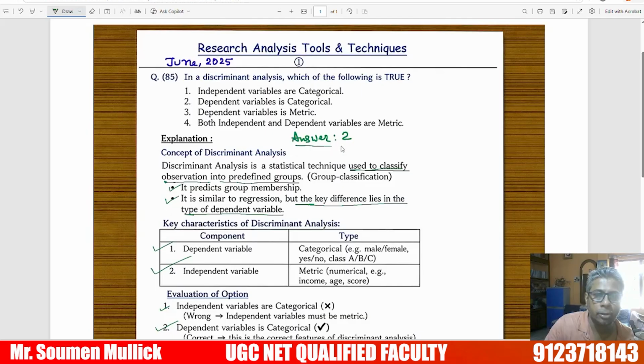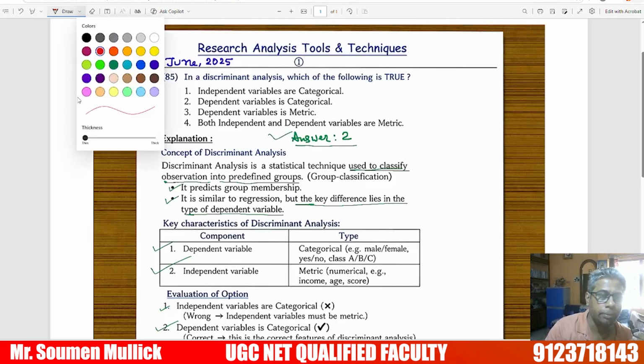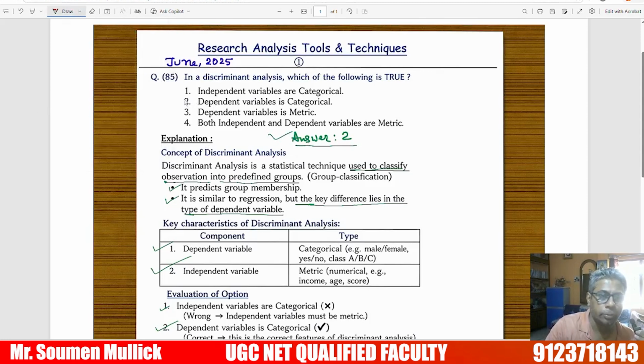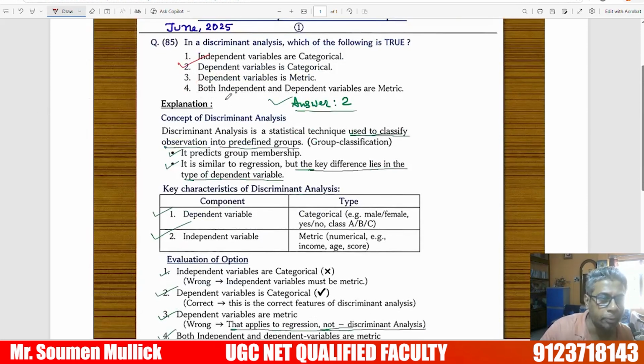The correct option is the dependent variable. Dependent variable should be categorized. One concept, first of all, we have to understand what is discriminant analysis. Discriminant analysis is a statistical technique used to classify observations into predefined groups. The very important area: observation into predefined groups, which means a group classification.